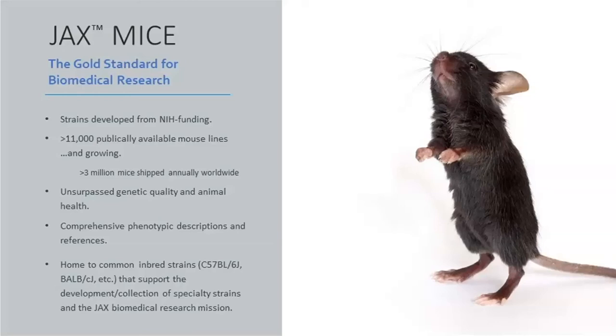Jax mice are also the best characterized and well-referenced mice in published research, and much of this can be attributed to the rigorous animal health standards and the unsurpassed genetic quality of the mice here at the Jackson Laboratory. What many investigators may not realize is that the use of our well-characterized and heavily referenced common inbred strains such as the C57 Black 6J or the BALB/cJ supports the development, collection, and distribution of specialty mutant mouse models, as well as provides funding for some of our freely available resources.